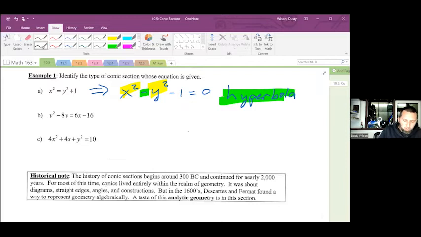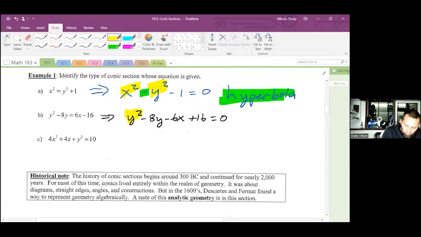In B, we have y squared minus 8y equals 6x minus 16. Again, we could put it in standard form. So we have y squared minus 8y minus 6x plus 16 equals 0. I'm not going to worry about putting the x's first in this case. I notice that there's only one term with a square in it, and so this must be a parabola, because there's just the one term with the square.